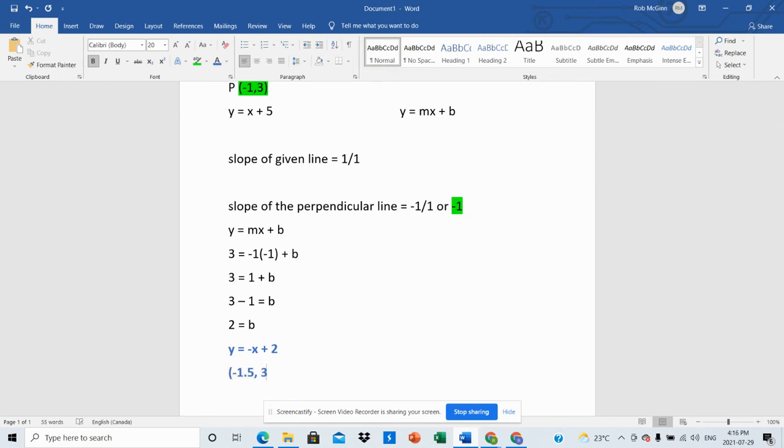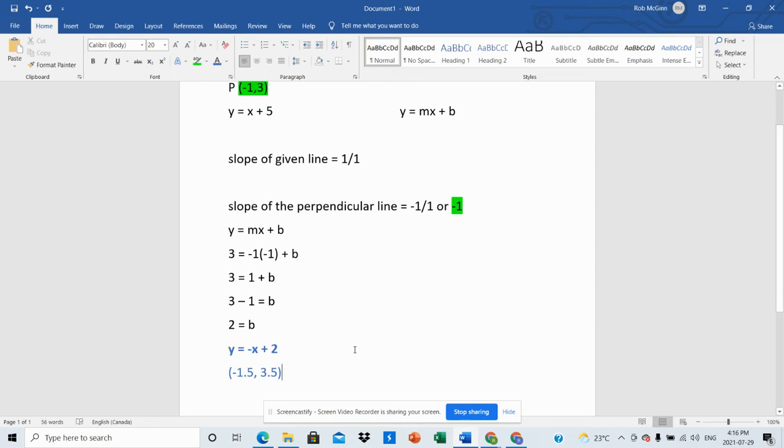-1.5, 3.5. Perfect. Don't need to bold that, so I'll just take the bolding off. So really now we've got 2 points. We just have to apply our distance formula in order to figure out the distance between our given line and this point. So let's do that.